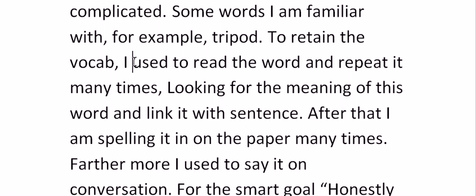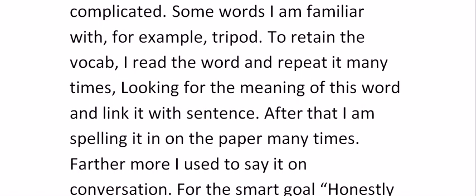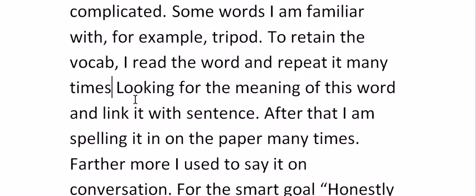Because this means you did it in the past and not anymore. So I think we can just get rid of it. She probably just means "I read the word and repeat it many times," because she still does that. Simple present. It's a habit. "Looking for the meaning of this word and link it with sentence." So here she starts a new sentence with a capital, but after a comma. So that should be a full stop.